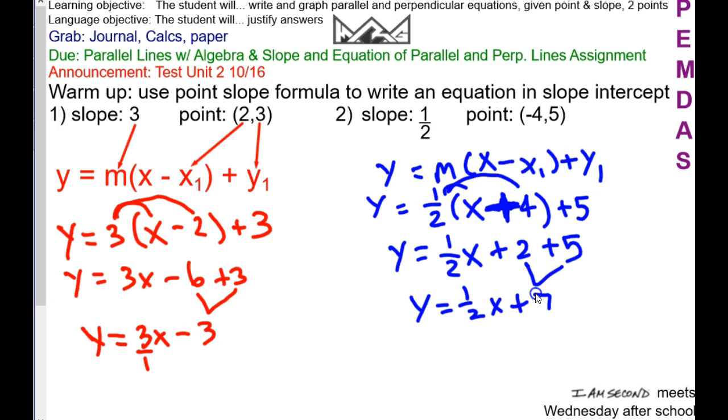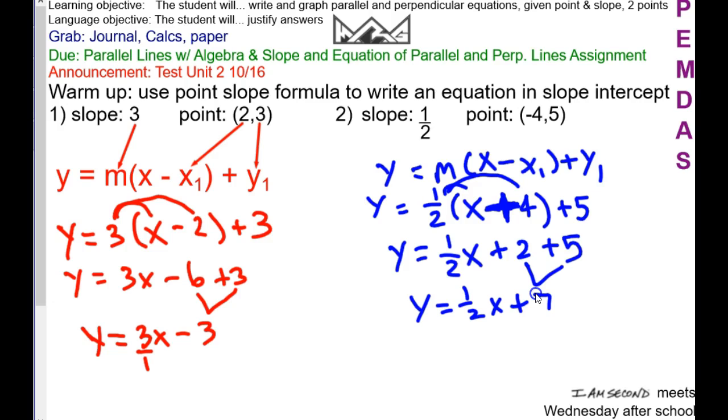Okay? So in the future, in this class, if you're given a point and a slope, this is how you're going to get it into y equals mx plus b slope-intercept form. Cool? And I will give you the formula. You just got to know how to use it, because y'all have learned this.